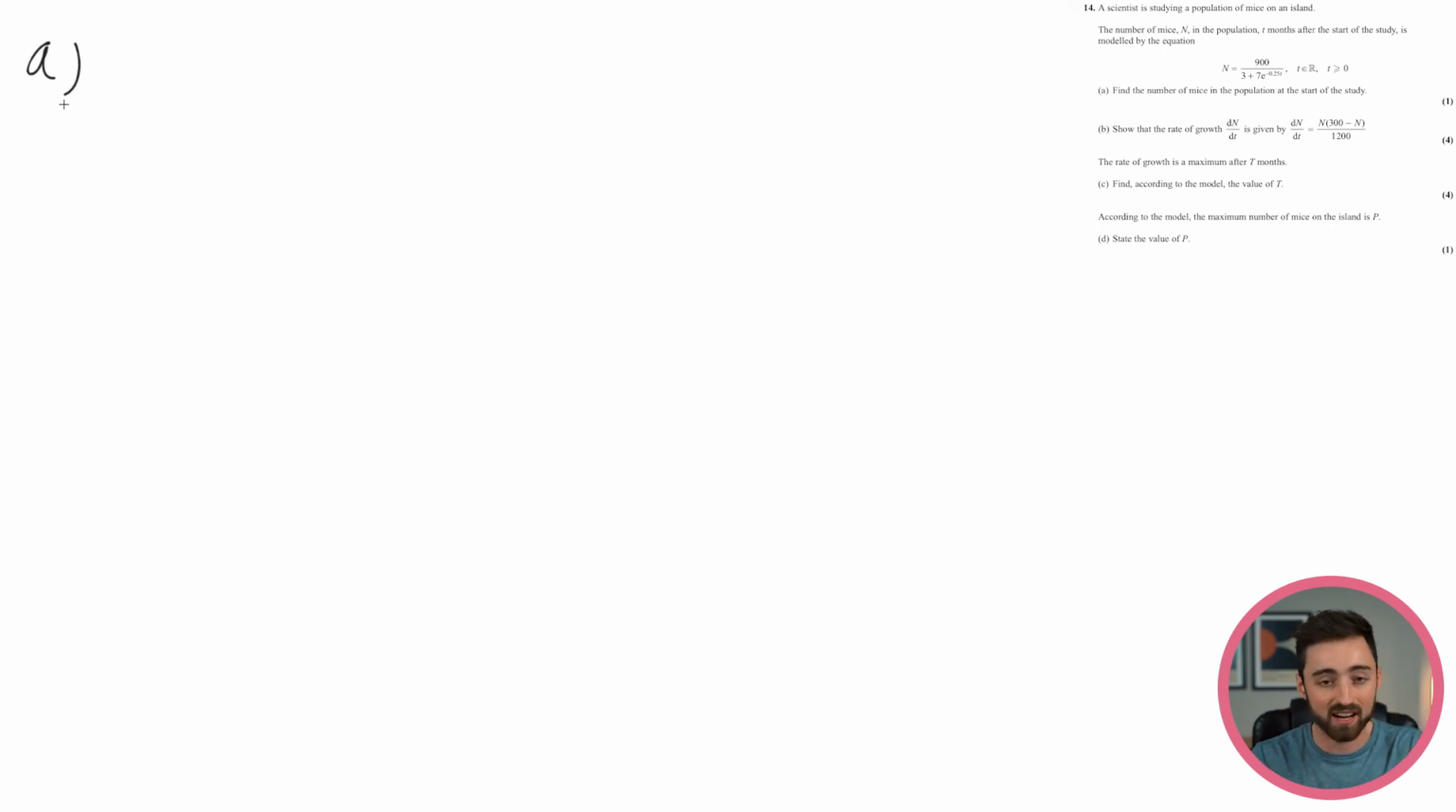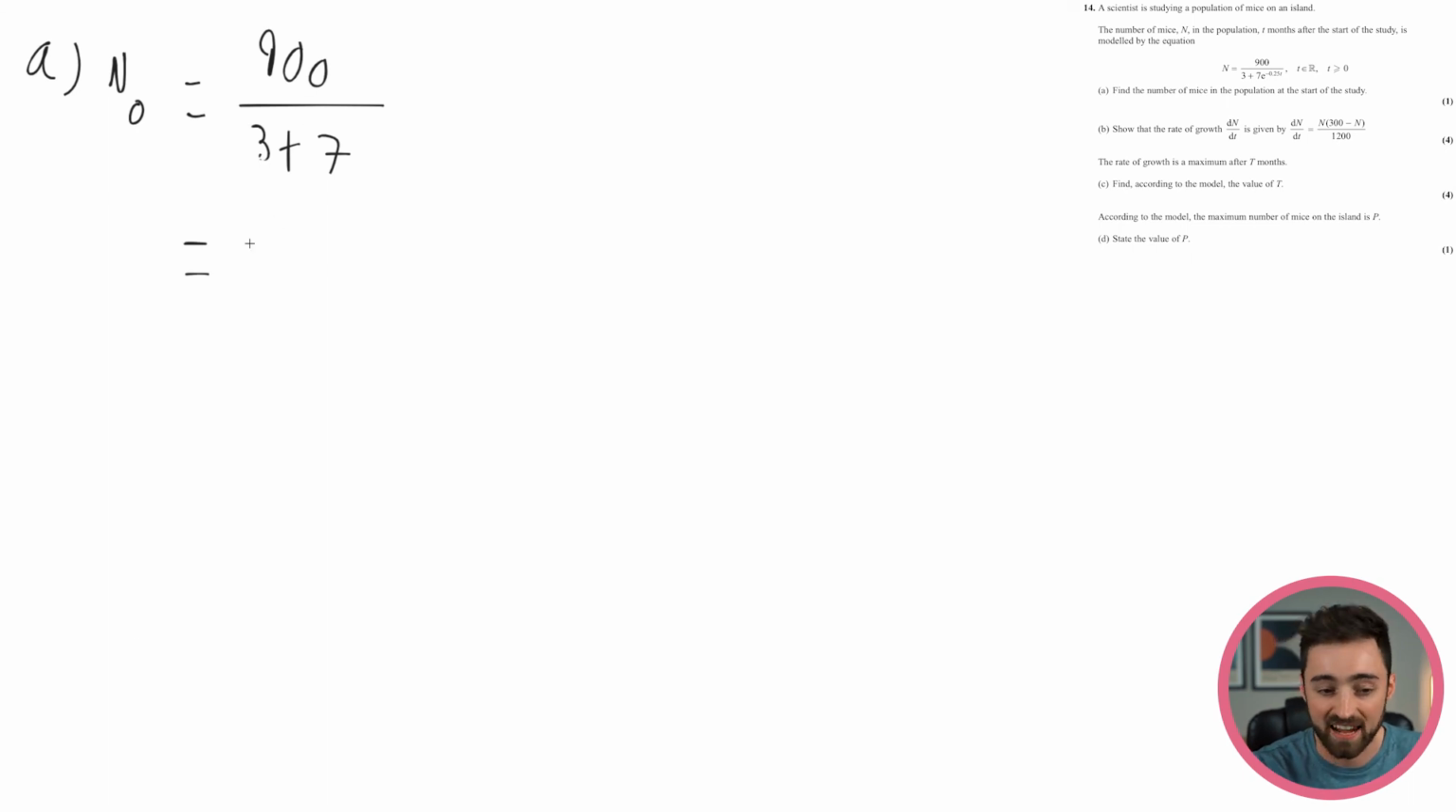Okay, cheeky mark, not too bad here, because at the start of the study, t is 0, okay? So why don't we just call it, I don't know, N naught for N when t equals 0. It's just going to equal 900 over 3 plus 7 and then e to the 0. E to the 0 is just 1. So this is going to be 900 over 10, which is 90. First mark, not too bad.